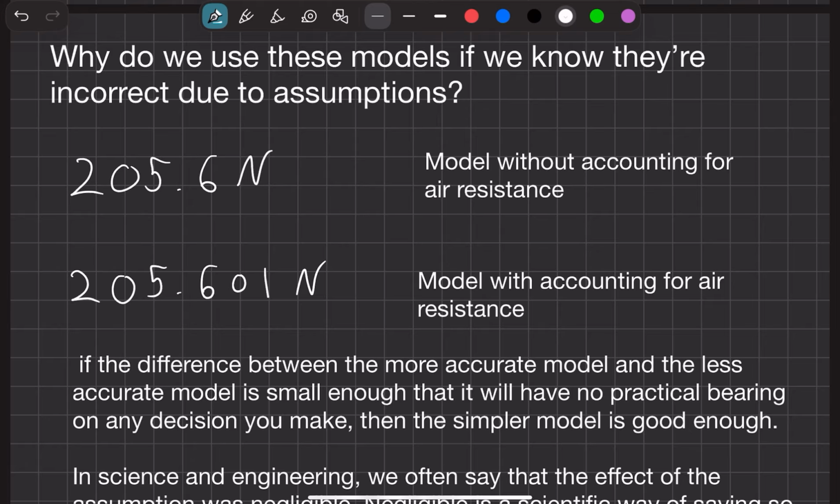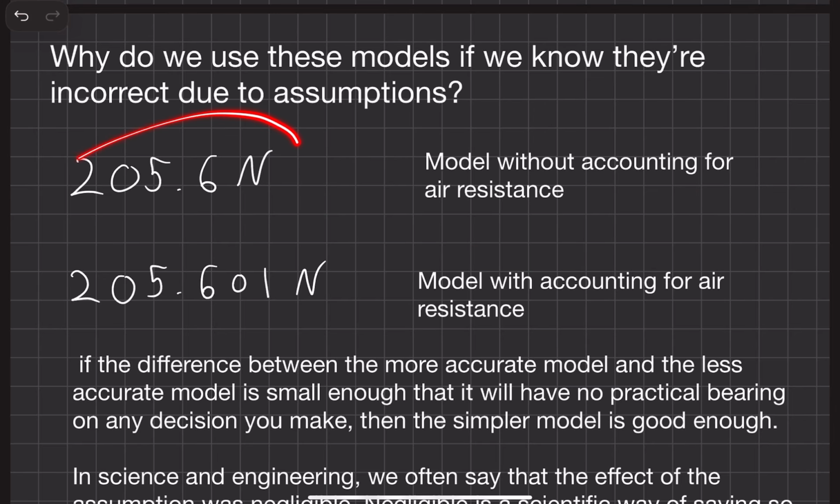But then that brings up a good question. Why do we even use these models if we know that they're going to be incorrect due to assumptions? Why not just use the more correct one? Well, let's say we had a model, gotten a force of something, but didn't take into account air resistance. Doesn't matter what the situation is. You just solved a problem and you assumed no air resistance. And you got the force that you were solving for, whatever that might be, of 205.6 newtons.